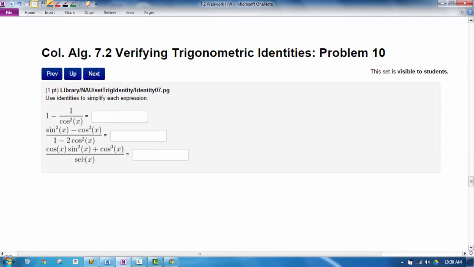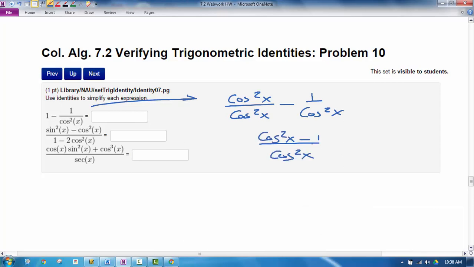Okay, the next problem, I'm going to simplify all these. The first one, I'm going to rewrite 1 as cosine squared over cosine squared, so I have a common denominator. Then I'm going to subtract, and I get this. And now, if you look at your Pythagorean identities, this in the top would be negative sine squared of x, which turns into negative tangent of x.